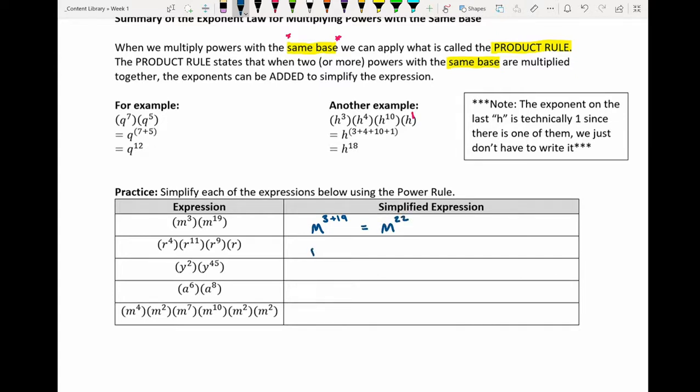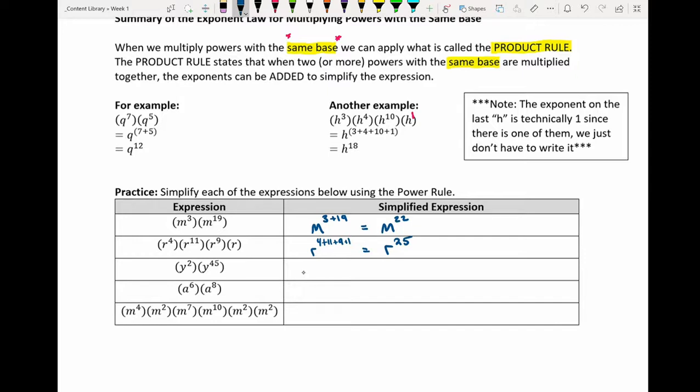For the next one, it's all r's multiplied together. r to the power of 4 times r to the power of 11 times r to the power of 9 times r. So I can add all of those exponents. 4 plus 11 plus 9 plus 1. And when I simplify that, I get r to the power of 25. So if you were to expand that, you would see 25 r's all multiplied by each other.